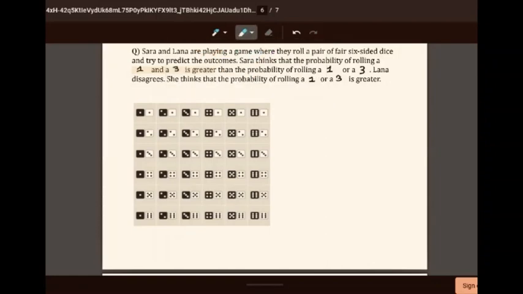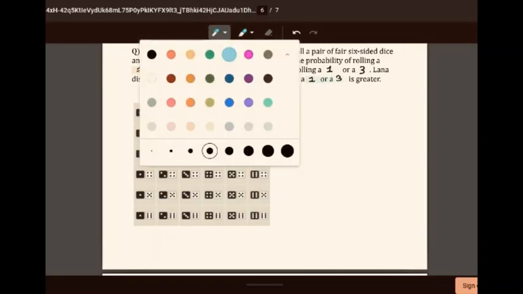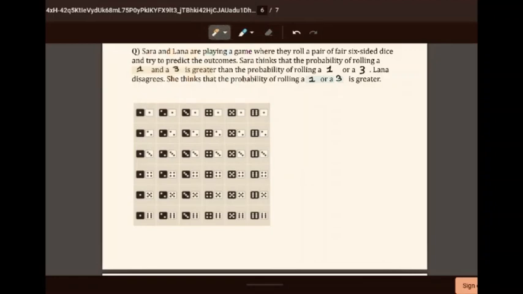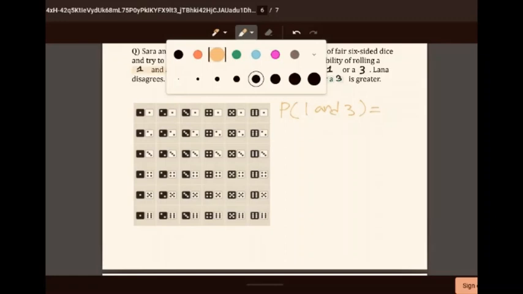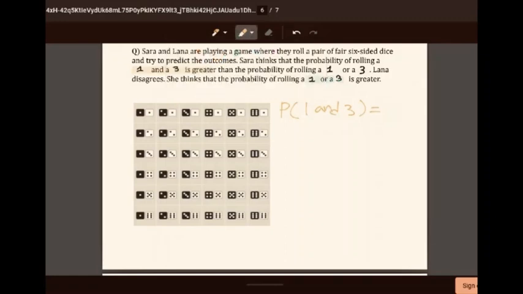Let's write down Sarah's probability first. Sarah's probability will be rolling a 1 and a 3. So we have to count how many times 1 and 3 have been rolled together from the shown outcomes. They've been rolled together 2 times. So 2 over the total number of rolled dice, which equals 36.